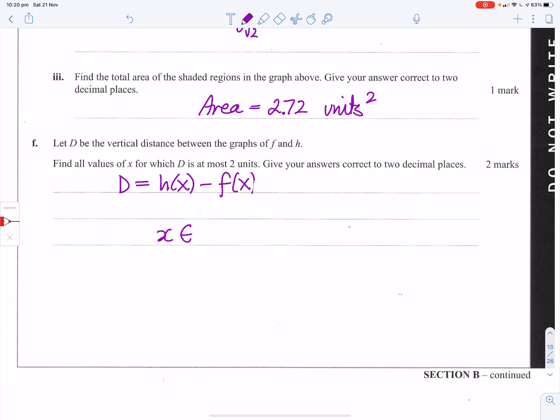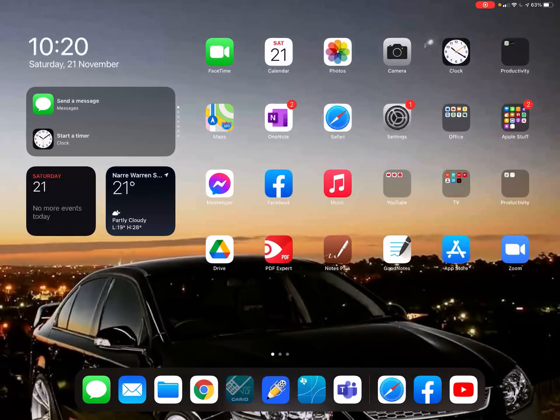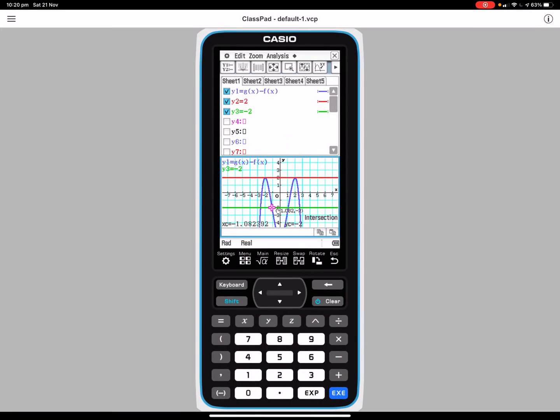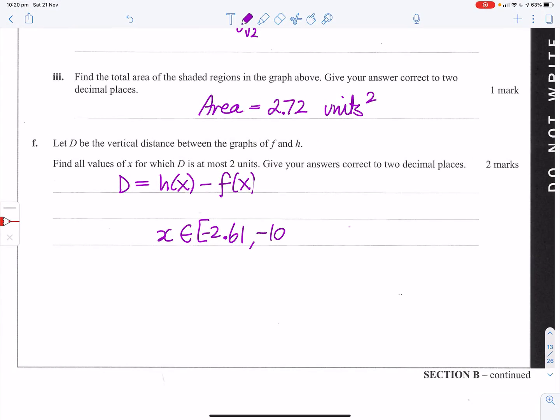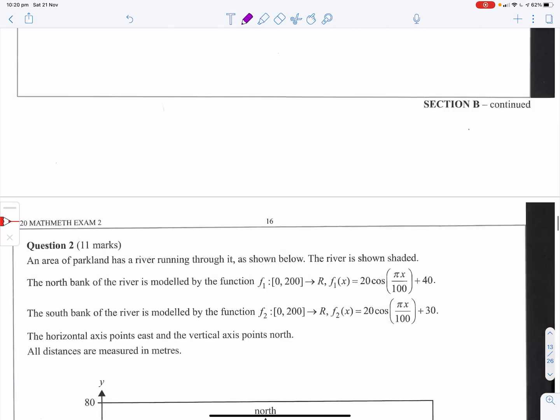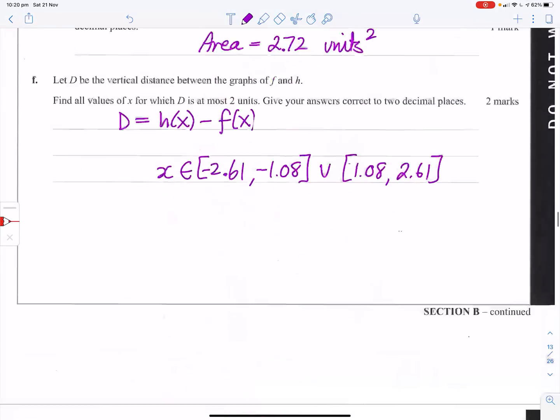X is between -2.61 and 1.08, negative 1.08. And we know by symmetry, it's also between 1.08 and 2.61. Oh, nice. First question done.